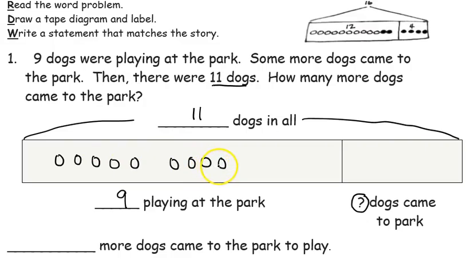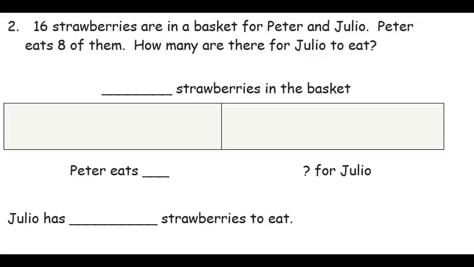Well, if I have 9 dogs in the first part of the tape, then I would need 2 more dogs in the second part to equal the 11 dogs in all. I have 9 in the first part, 10, 11. That tells me that 2 more dogs came to the park, and we'll fill that in our answer statement. 2 more dogs came to the park to play. So if I had 9 at the start and I ended up with 11, then 2 more came along to play. And that tape diagram gives us a visual representation of the word problem. Let's look at the next question.